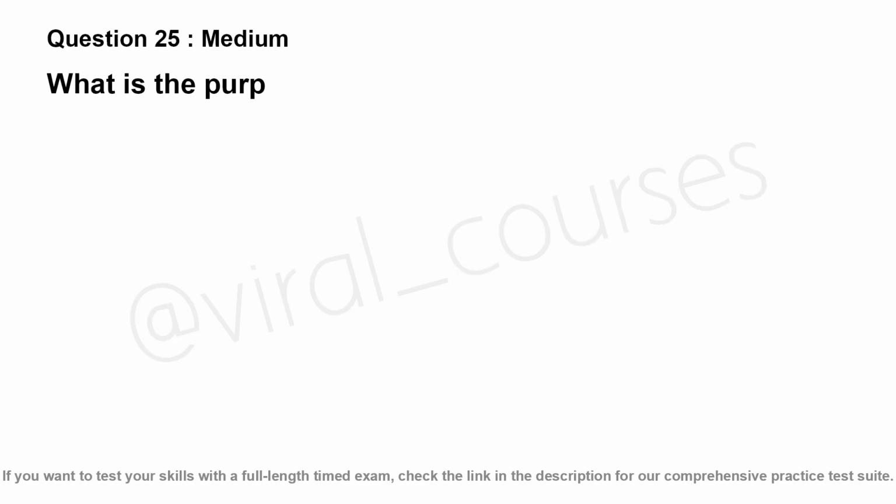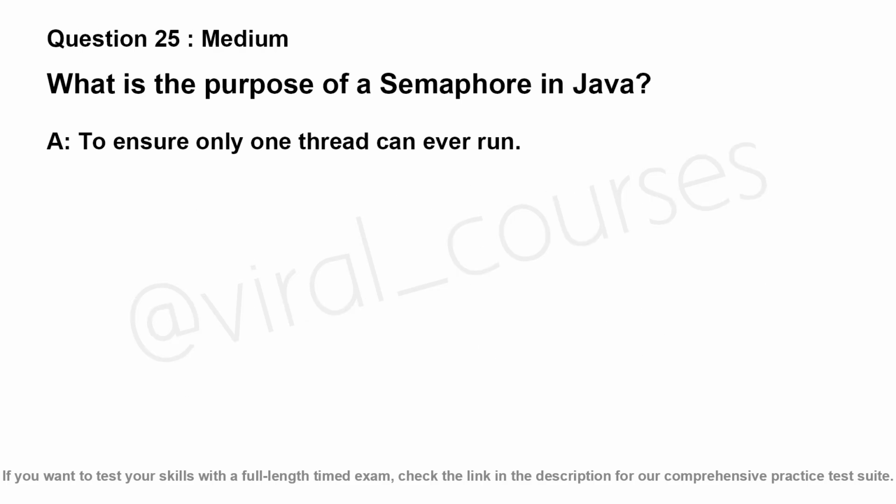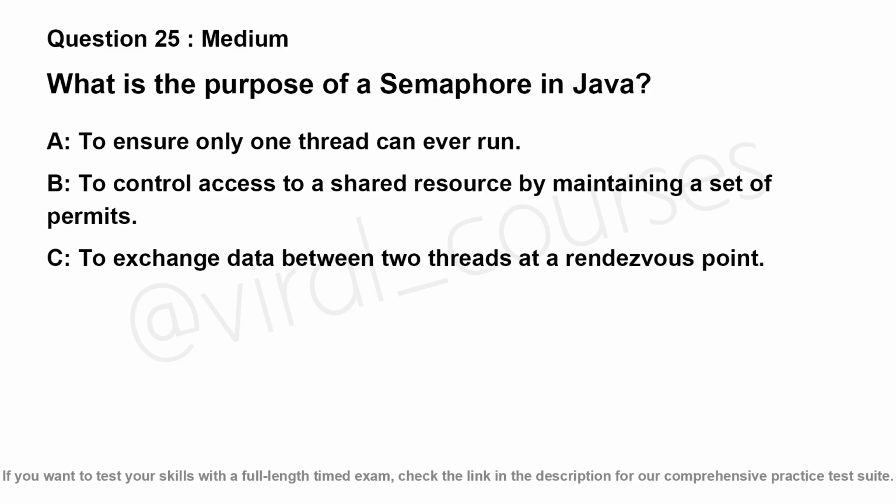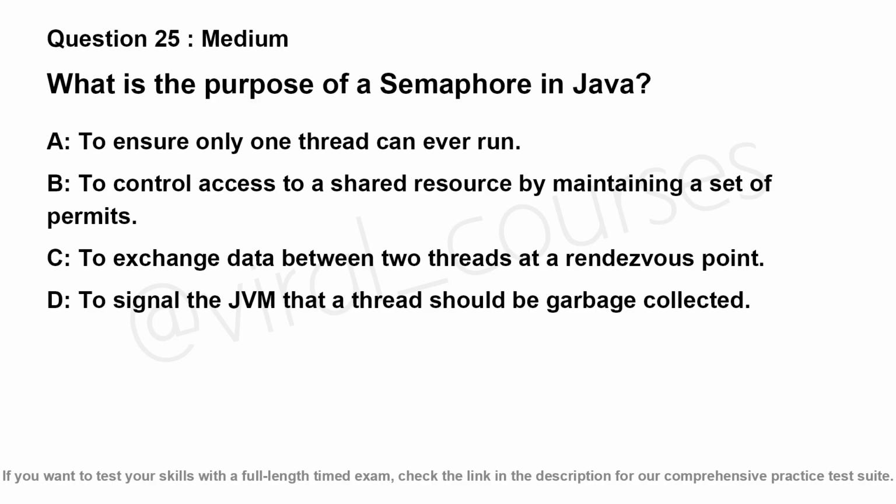What is the purpose of a semaphore in Java? Option A, to ensure only one thread can ever run. Option B, to control access to a shared resource by maintaining a set of permits. Option C, to exchange data between two threads at a rendezvous point. Option D, to signal the JVM that a thread should be garbage collected.